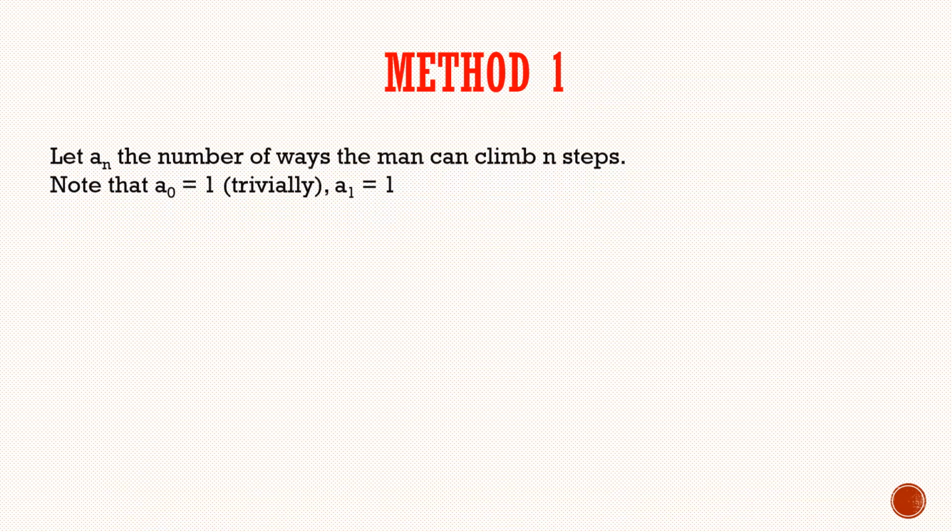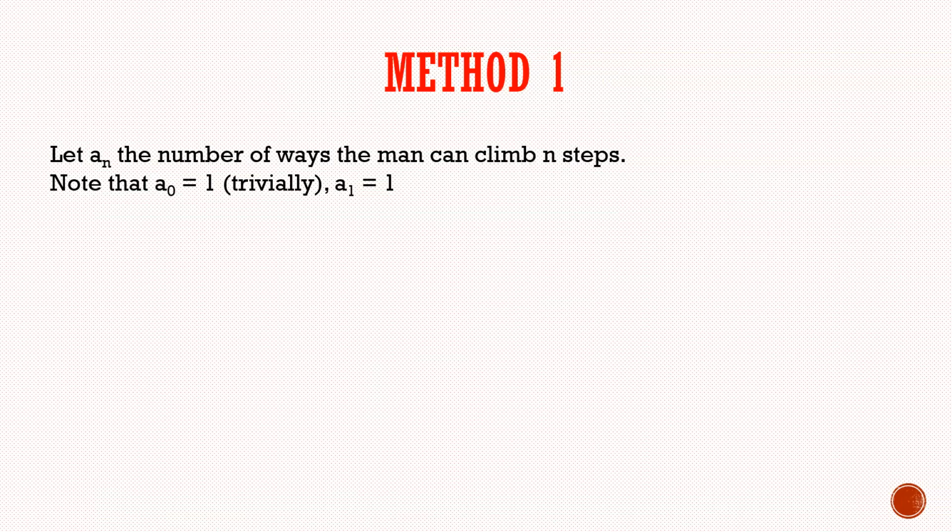Method 1. Using recurrence relations. Let a_n be the number of ways the man can climb n steps. Note that a_0 equals 1 holds trivially. a_0 is the number of ways the man can climb 0 steps, which is trivially 1 because he needn't do anything at all. a_1 is the number of ways the man can climb one step, which he can do in one way. That is, take a move of one step. There is no other way.